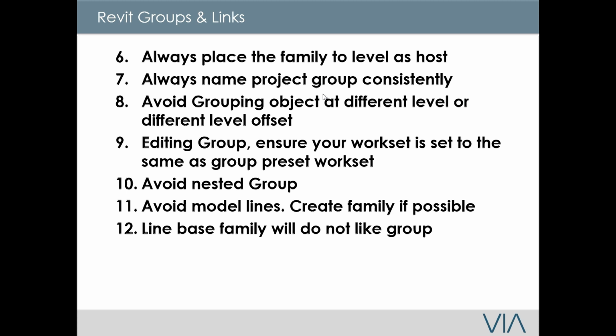Avoid model lines. The problem with model lines is that Revit treats them as an object. So if you want to, let's say, build a furniture, for instance, don't use model lines and group them, and just treat it as a furniture. You would create a family, because that line will count towards the Revit count. It can slow your model down.